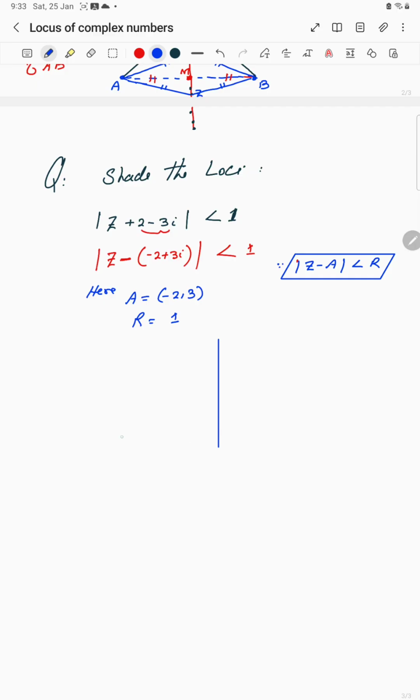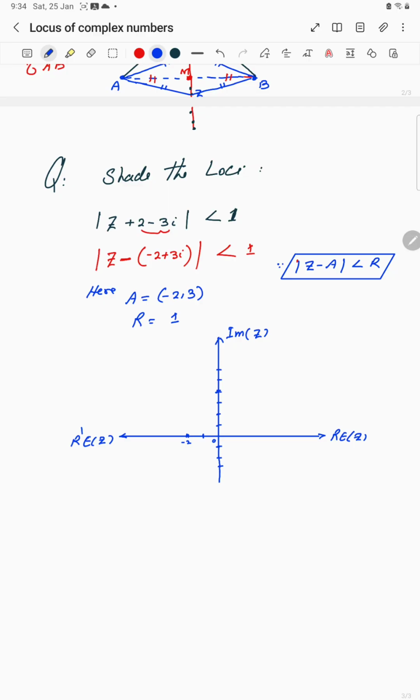Okay, let me draw it clearly. This is the real axis of z, positive real, this is the imaginary axis of z, and here is the negative real. So suppose -2, 0, here 1, 2, -2, and here 1, 2, 3, 4, 5. Similarly at the bottom, -1, -2, -3.